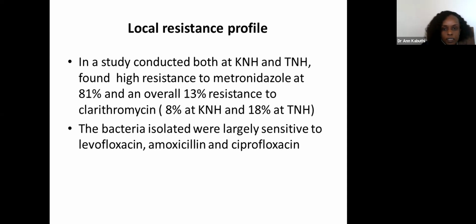And why is this important? As I have said earlier, in areas where clarithromycin resistance is more than 15%, clarithromycin should not be used in that environment. As you can see, it's still a good drug we can use at our facility, that is at KNH. The bacteria isolated in the study were largely sensitive to levofloxacin, amoxicillin, and ciprofloxacin.